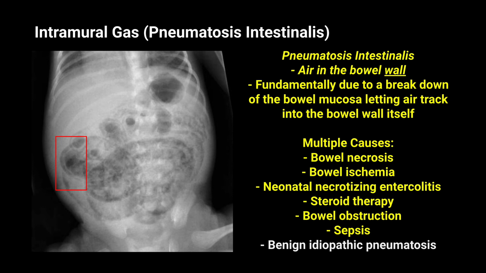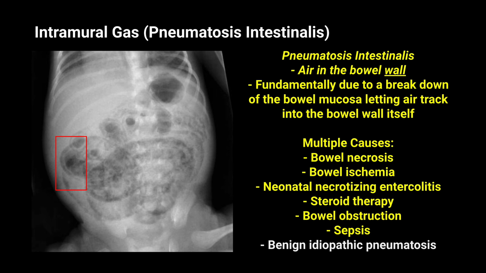And fundamentally, that's always due to a breakdown of the bowel mucosa that lets air track into the bowel wall itself. Now, in its most severe forms, the causes of this appearance can be things like bowel ischemia and bowel necrosis. That's the reason why everyone is usually extremely concerned when they see this appearance. In a neonatal setting, which is the image that we have here, you can have neonatal necrotizing enterocolitis. So that is also, again, a similar thing, where you have breakdown of that bowel mucosa, and that's where that air is tracking into.